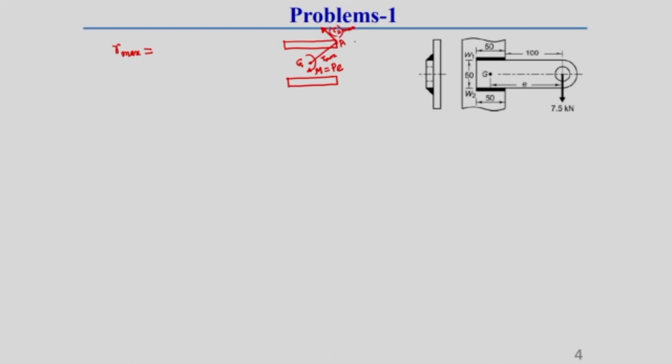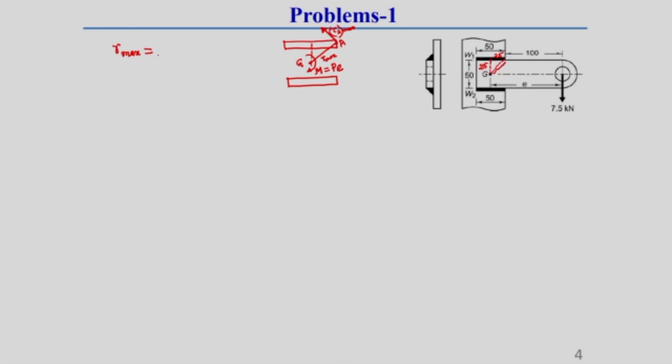So, we have to find out what this r max is. R max we can easily find out, since the dimensions are given. So, this is 25, this is also 25. We know that the hypotenuse of these will give us the r max.